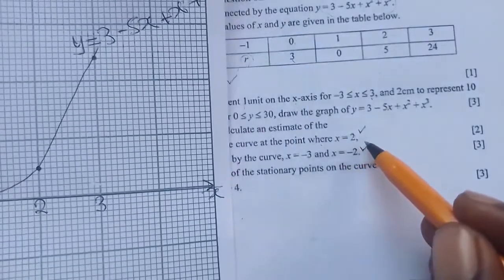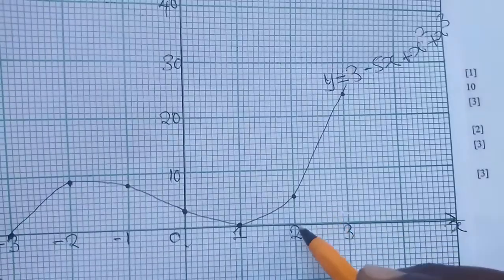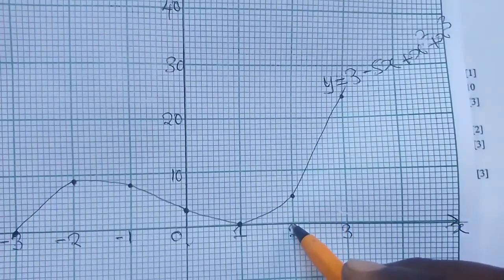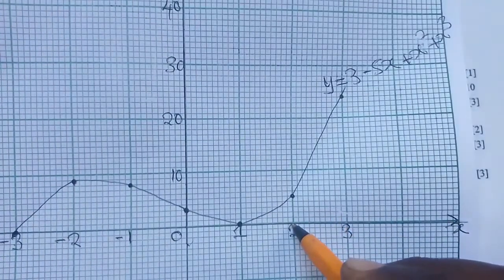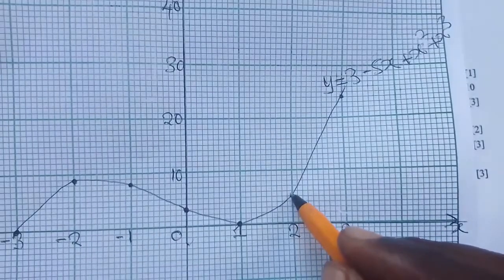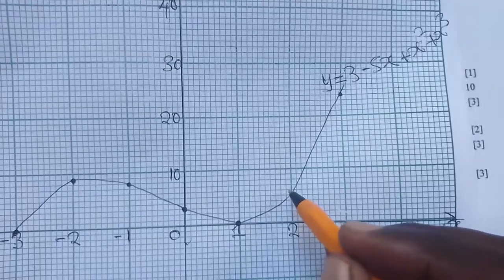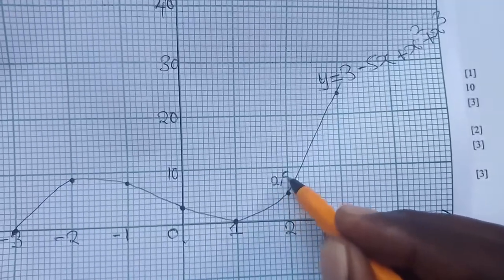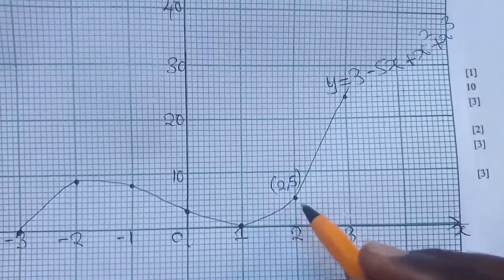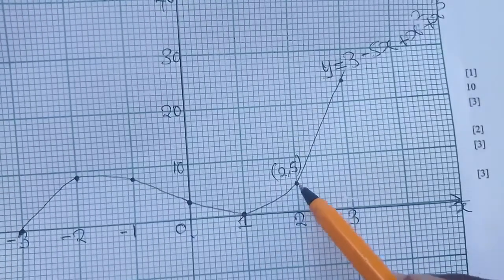x is equal to 2. So x is equal to 2, it is here. So now you start moving where the curve is. You start moving along this line, you get this point here. You meet here. This point is 2, 5. That's a coordinate that is here. Have you seen? That's a coordinate that is here.